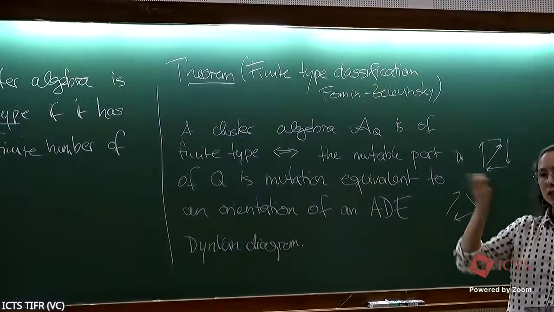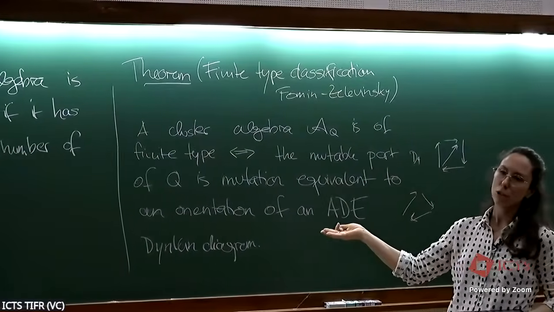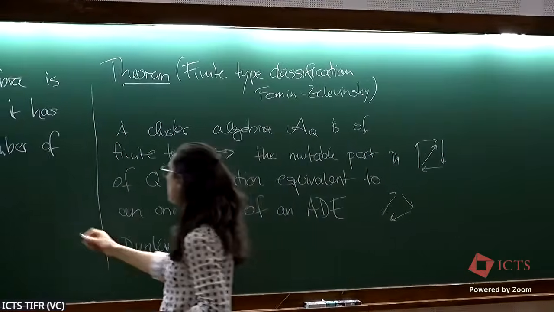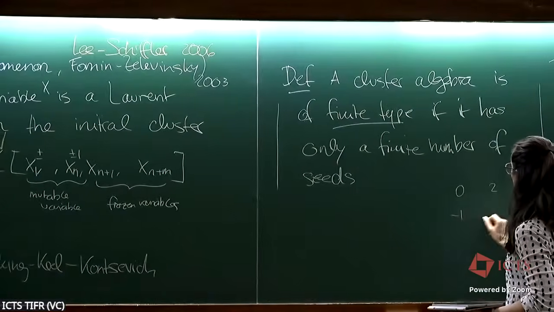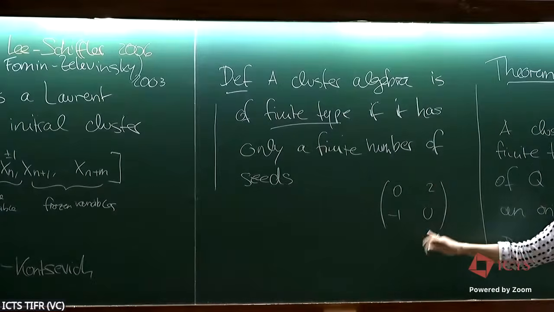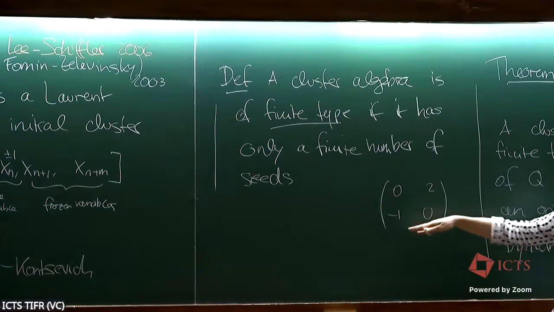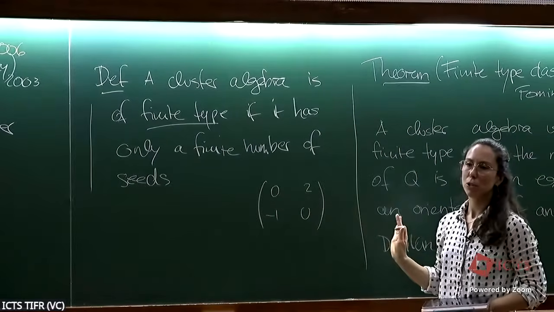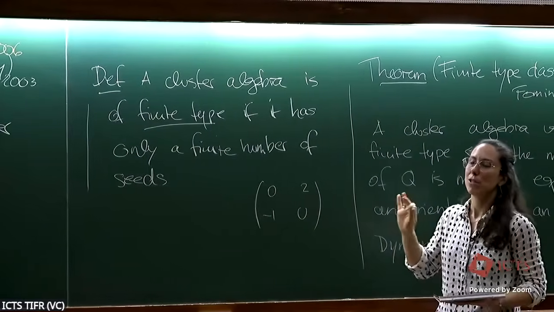Yes, skew-symmetrizable matrices. When the matrix is skew-symmetric, you can always associate a quiver. One example of skew-symmetrizable would be something like this. It's not skew-symmetric, but you can find some diagonal matrix, multiply this matrix with that, and it will be skew-symmetric. So that's the notion of skew-symmetrizable that is used.